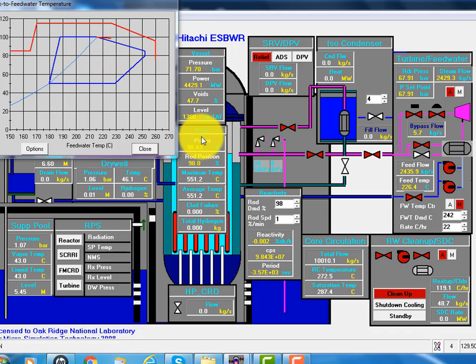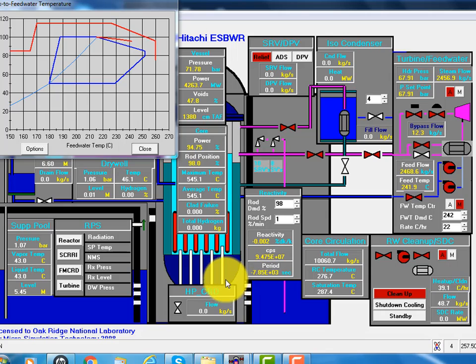Originally it's 100%, which is pretty large, 4,500 megawatts thermal or 1,500 megawatts electric. You see, because of the increase of the feed water temperature, our power goes down from 100% to 95% now. And the other way to control the power is by inserting the rods.